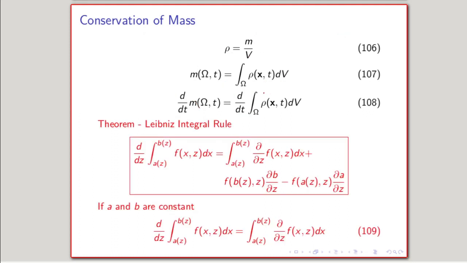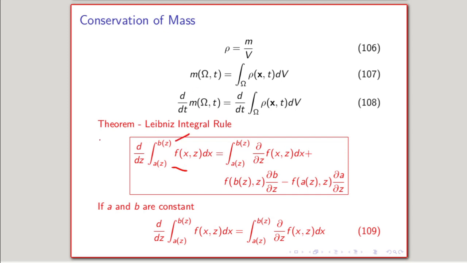We're going to use for that the Leibniz integral rule. The Leibniz integral rule states that if you have the derivative over z of the integral, where the limits of the integral are functions of z, of any function of x and z over dx, it is the integral from a to b of the derivative of the function, plus the function at the upper limit b times the derivative of b over z, minus the function at the lower limit a times the derivative of a over z. This is stating that a and b are functions of z.